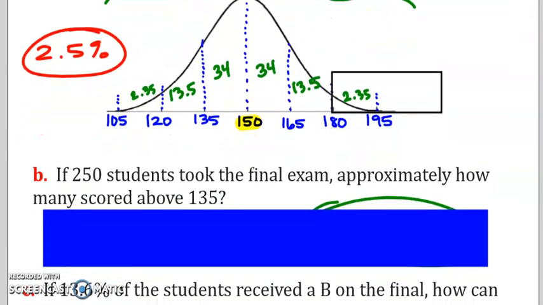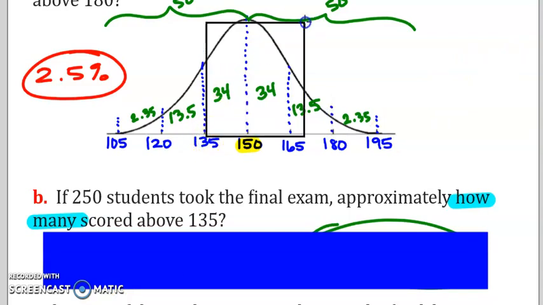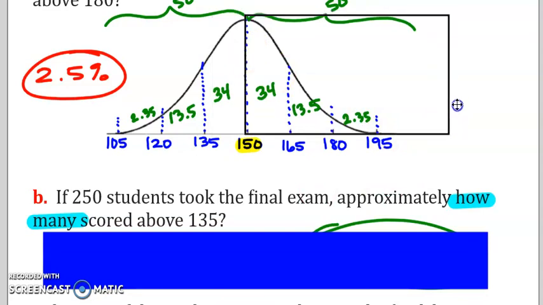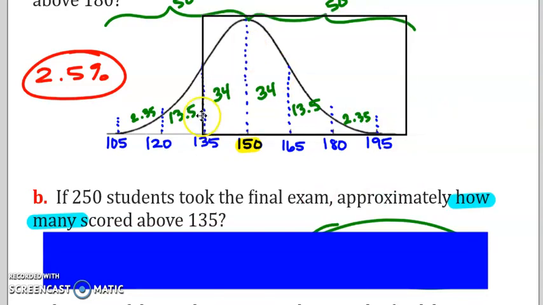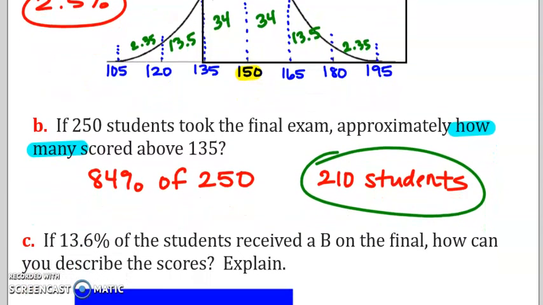Next, it says, if 250 students took the final exam, how many? Okay, we got to be careful here. It's not saying what percent. It's saying how many students scored above 135. So above a 135, that would be this chunk right here. Well, I know this entire half is, well, half, right? So that's 50%. And then an additional 34, so that would be 84% of the students. Or I could go through and add each individual one. Regardless, I would get 84%, multiply 0.84 times the total students.